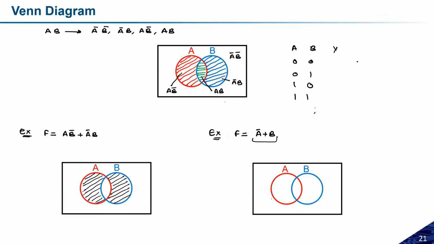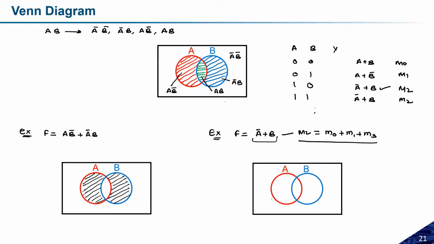And if you see here, it was A plus B, A plus B bar, A bar plus B, and A bar plus B bar. This is not the second, this is the third one, right? So this is M2. M0, M1, M2, and M3. So this indicates M2. And we know that if I want to change SOP to POS, M2 is the same as M0 plus M1 plus M3. Okay, this is what we saw a few slides back. If I have the max term M2, I can replace it with the sum of the min terms, M0 plus M1 plus M3.